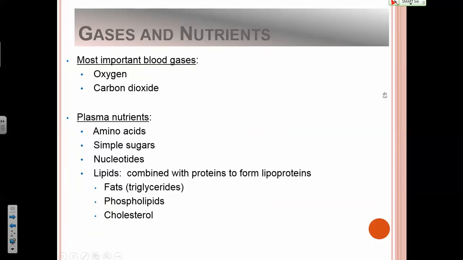So, what about some of the other things in your blood plasma? We have gases, the most important being oxygen, carbon dioxide. They can be dissolved in blood plasma. Lots of nutrients, individual amino acids can be dissolved, simple sugars, nucleotides. Remember, nucleotides are involved in the making of DNA and RNA. They can be dissolved. And then various lipids are in your blood plasma, but they're not by themselves. They're combined with those alpha and beta globulins to form these things called lipoproteins. And these lipids include fats, phospholipids, cholesterol, lots of different kinds of lipids.